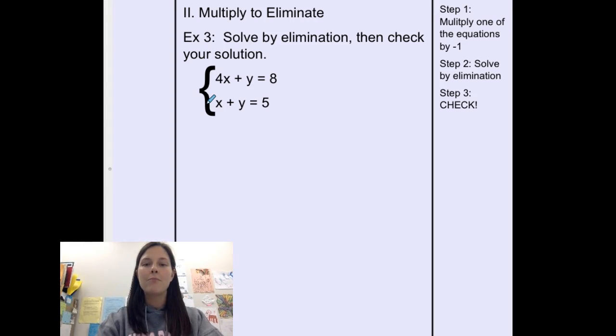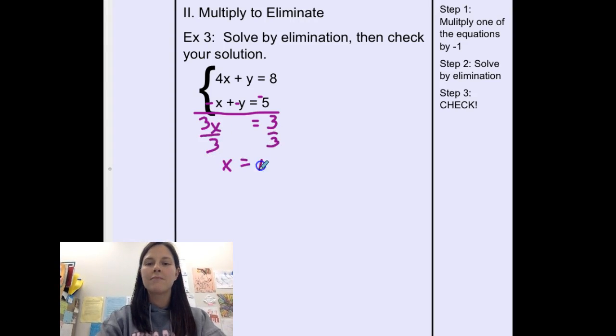If we multiply an entire equation through by -1, we now have y plus -y, and our y's will cancel. Adding these equations together, 4x minus x is 3x, y plus -y cancels, and 8 minus 5 is 3. Dividing both sides by 3 to solve for x, we get 1.